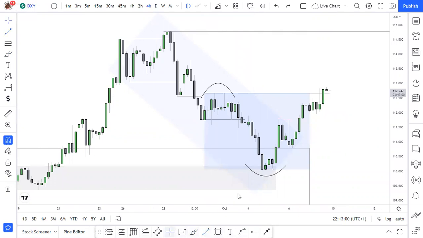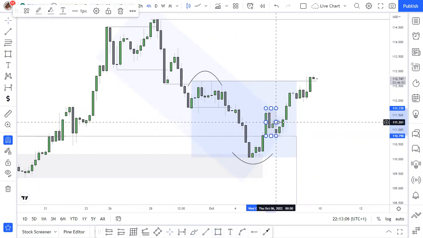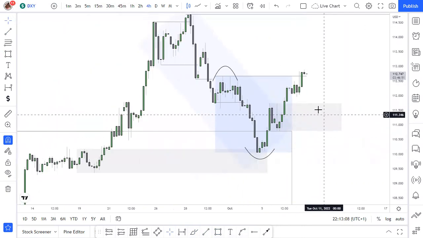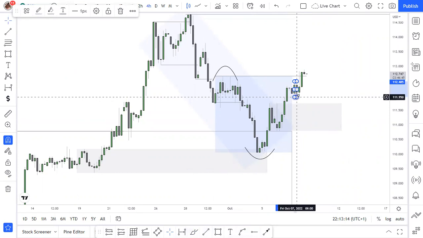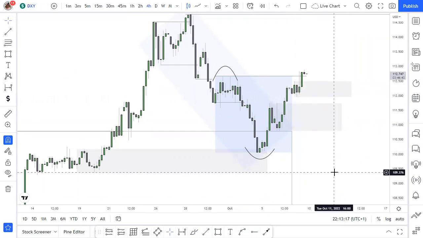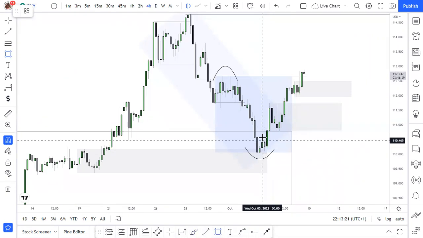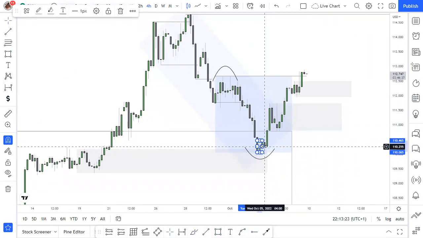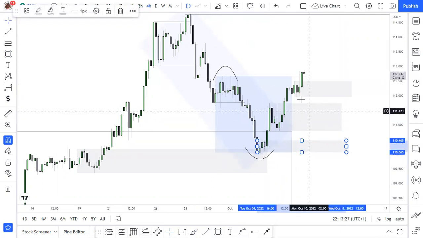So we have this range here. I'll try to mark this range. So we have this as our demand range, and we also have this as our demand range. And maybe this also, you can see this is also a range here. So we have 3 ranges within this whole range.